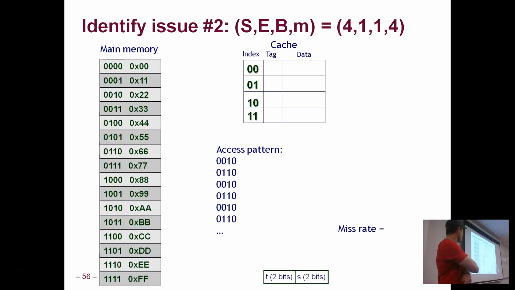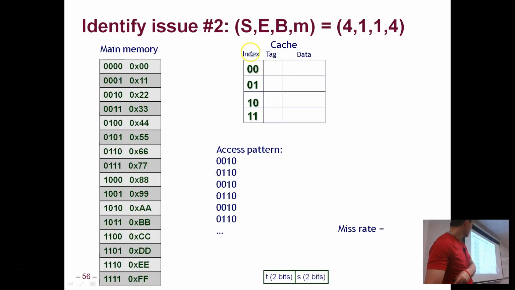Okay, example number 2. So we're back again with 4 sets, one line per set, and then 1 byte per line. This access pattern, 2, 6, 2, 6, 2, 6. Miss rate is 100%. Which set is it going to hit? Yeah, it's going to hit the 10 set.